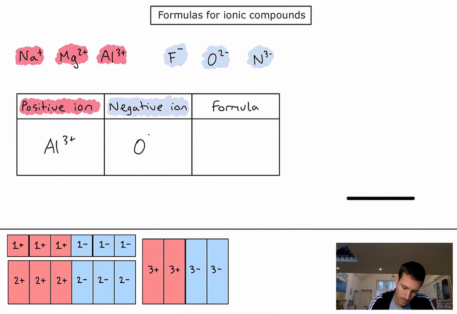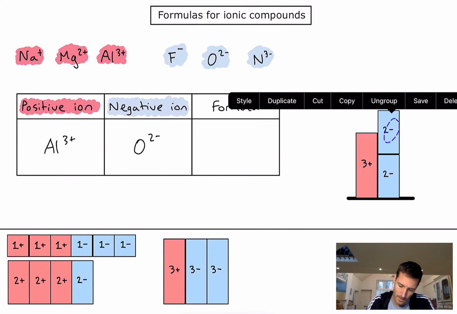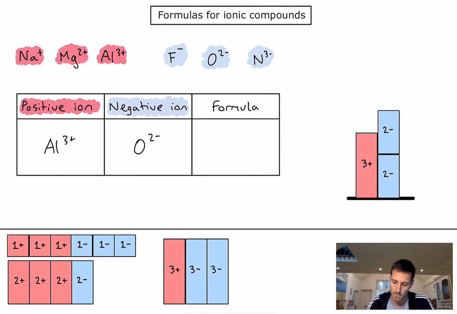Okay, let's try aluminium and perhaps the oxide ion. So we've got O2 minus. Let's use my blocks again. Aluminium's got 3 positive charges. Oxide's only got 2 negative charges, so we're not balanced there yet. Let's add some more negative charges.